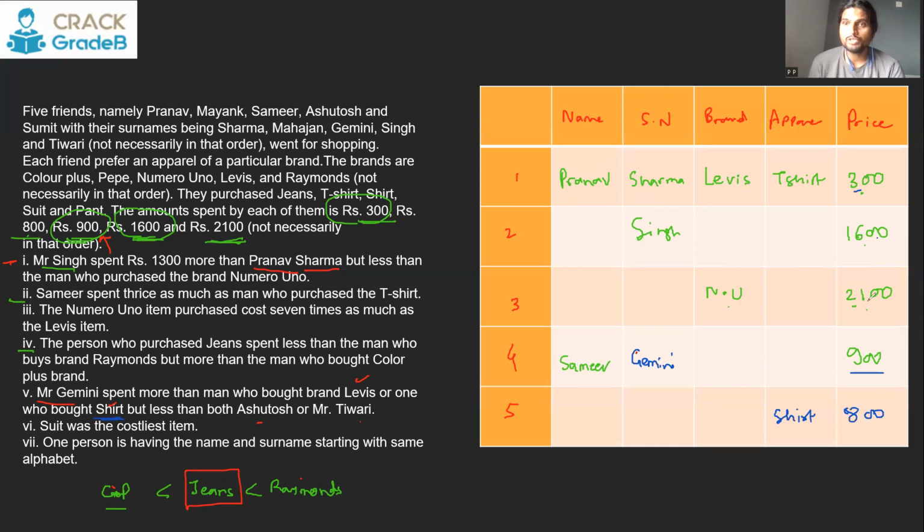One of them is Ashutosh, one of them is Tiwari. Now, this cannot be Tiwari as its surname is already seen. That means this person is Tiwari, and that means this person is Ashutosh. One surname remaining, so that should belong to this person, and that surname is Mahajan. This person is Mahajan.